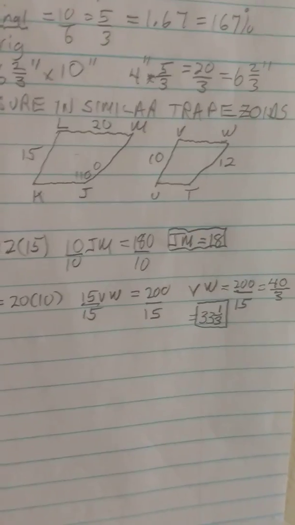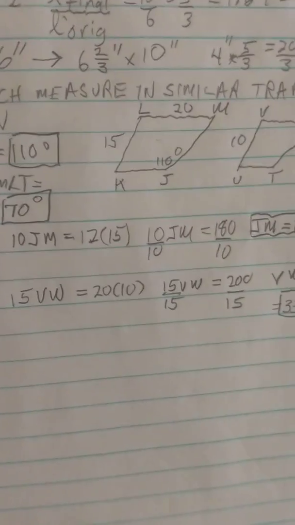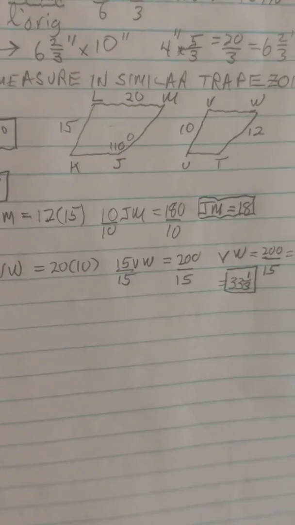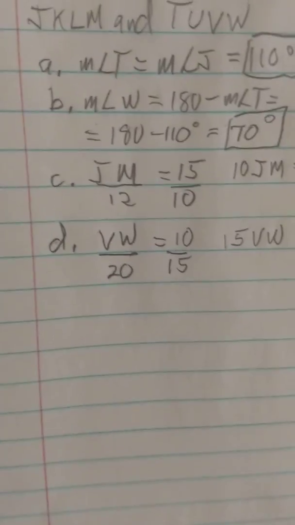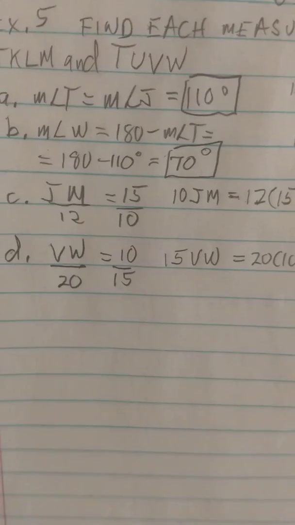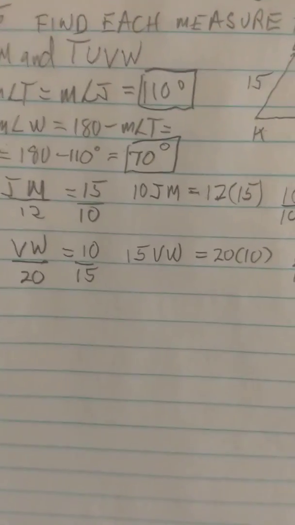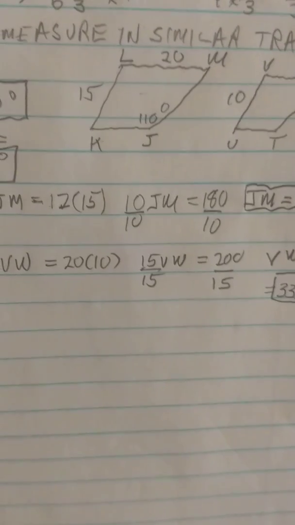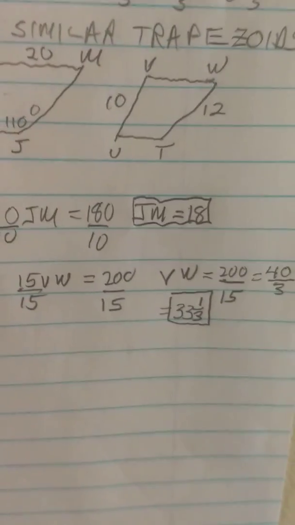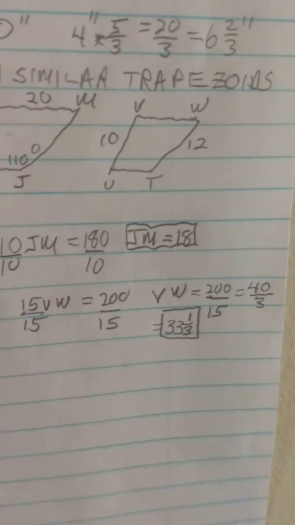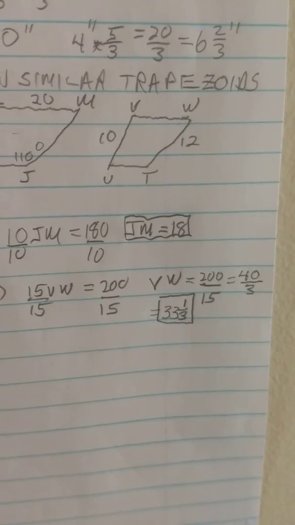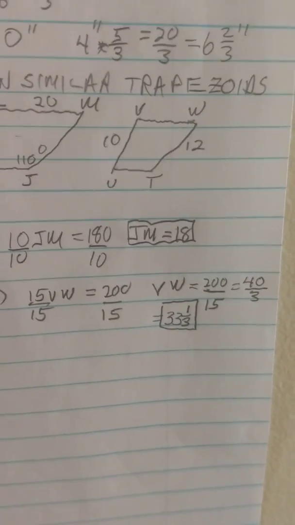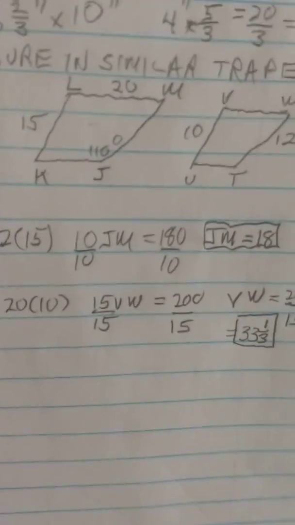So now VW over 20 will be the top, from the small to the top on the big. So VW over 20 we'll say is 10 to 15, the small side to the big side. And we'll do our proportion and cross multiply. 15 VW is 20 times 10 or 200. So VW equals 200 divided by 15, and 200 over 15 on the calculator becomes 40 over 3, and 3 divides into 40 13 times with a remainder of 1, so 13 1/3, okay?